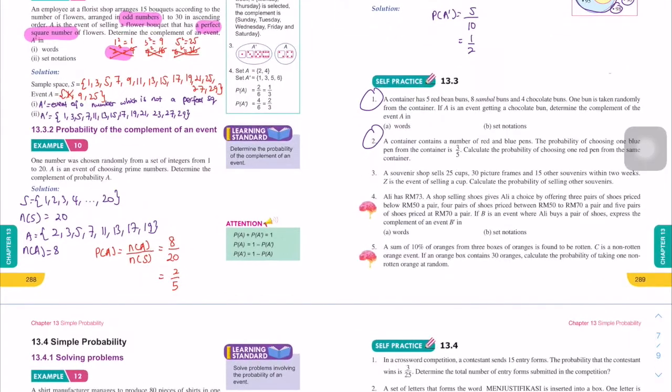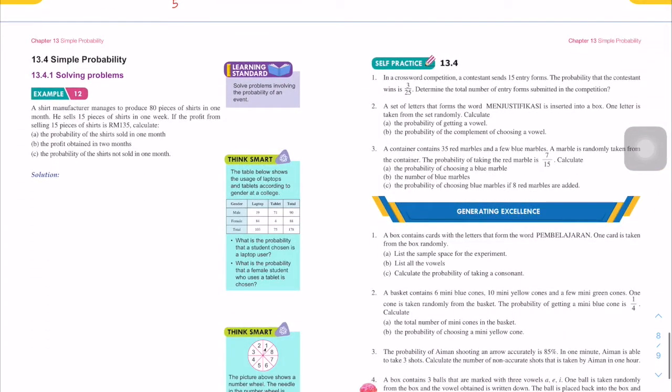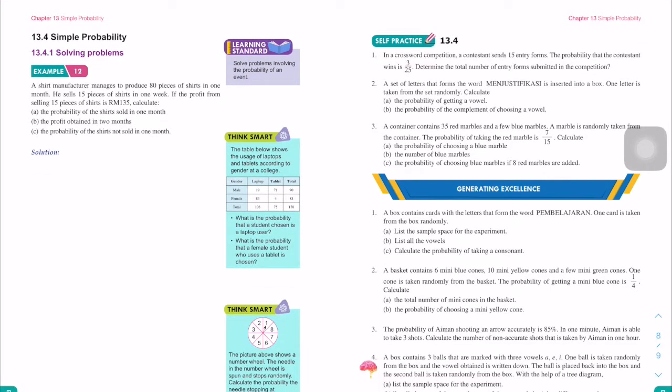Okay, next, let's move to the last subtopic. And the last learning standard for today in this chapter and for Form 2: solve problems involving the probability of an event.